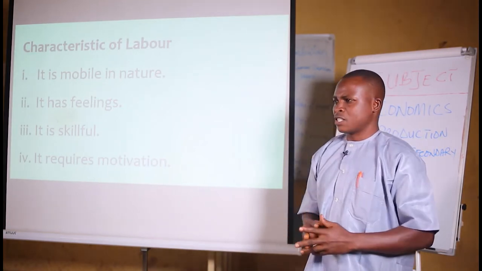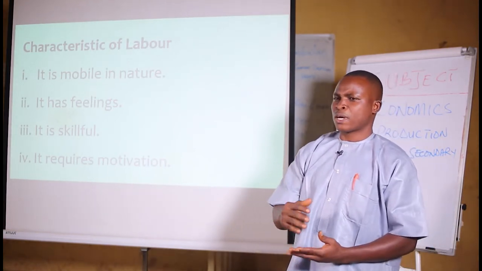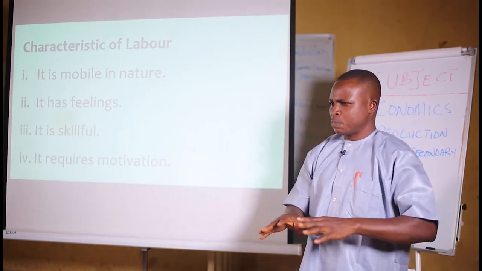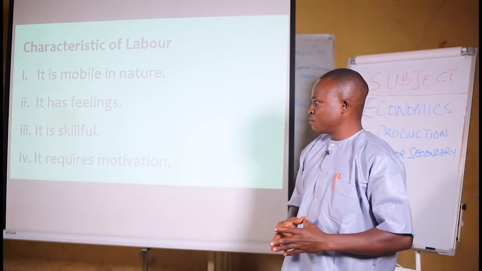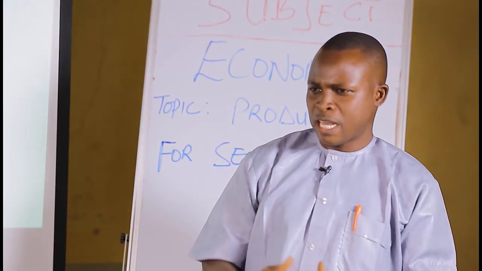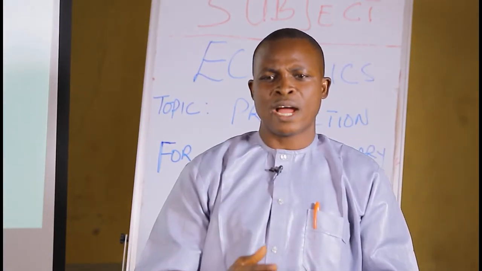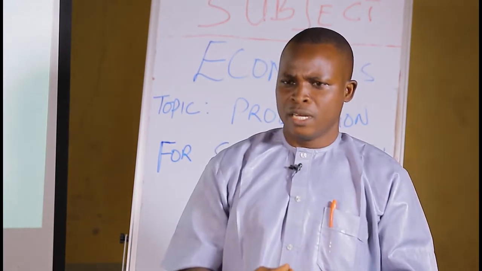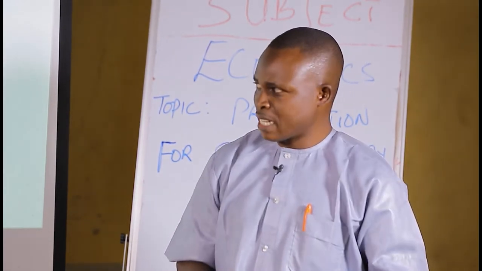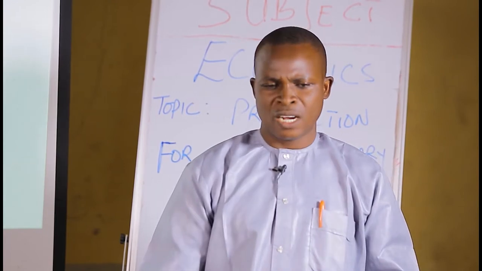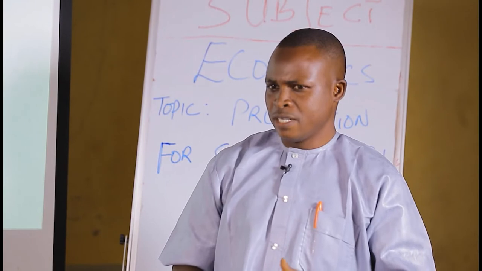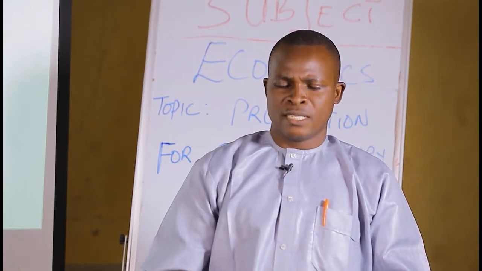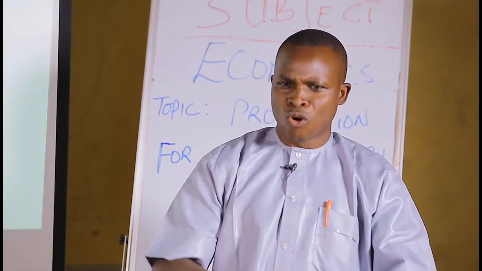Anybody that specializes in the production of a particular commodity specializes in that area. We term that a skilled worker. But the semi-skilled workers are those that acquire little education in producing goods and services. Example, we have the clerks, we have messengers, and the rest of them. And the unskilled labor are those that acquire little or no education.